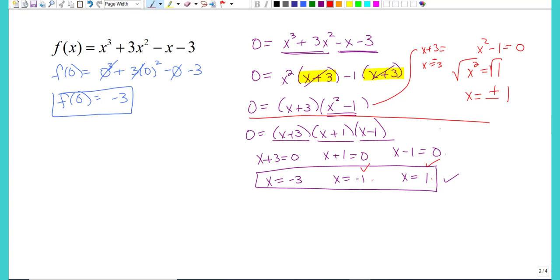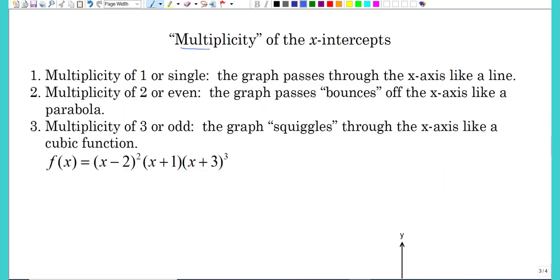So what we would hope is that we have problems that are factored because it makes this really easy, but that's not always going to be true. Now we're going to look at the multiplicity of those x-intercepts because that's going to determine how the graph behaves at those x-intercepts. If the factor was only there one time, the graph passes through the x-axis like a line. So it would just cross the x-axis.